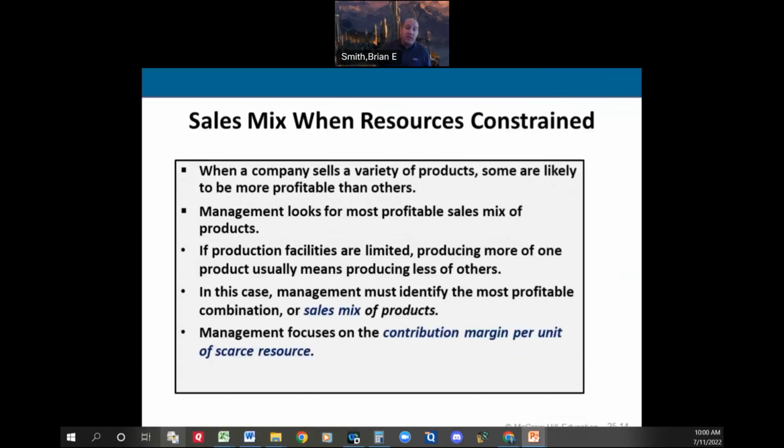When a company sells its products, some of them are going to have a better profit margin than the other ones. We have to look and see how many of those we can realistically make and sell, and then try to fill the capacity of each plant or wherever else we're working with the remaining products that we're selling. We work from our most profitable to our least profitable down, and that's pretty much what this slide says. We want to look at our contribution margin per unit of the scarce resources to make sure we can cover all of those products we want to sell and make.